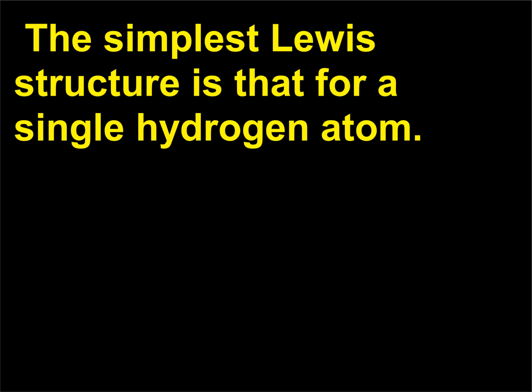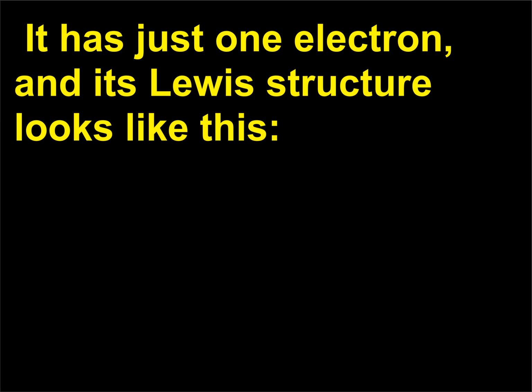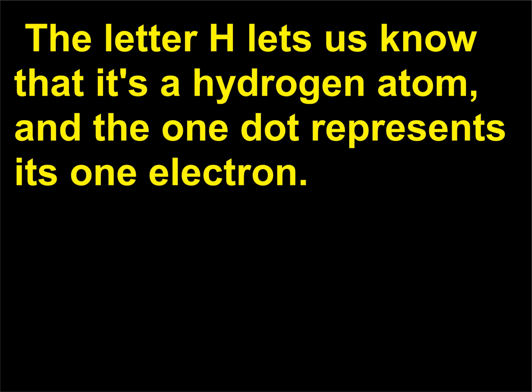The simplest Lewis structure is that for a single hydrogen atom, it has just one electron, and its Lewis structure looks like this. The letter H lets us know that it's a hydrogen atom, and the one dot represents its one electron.